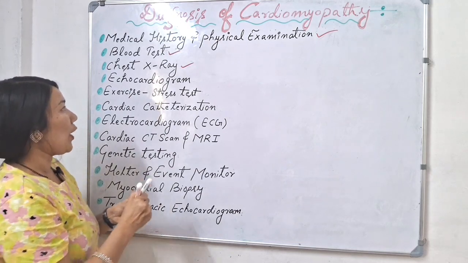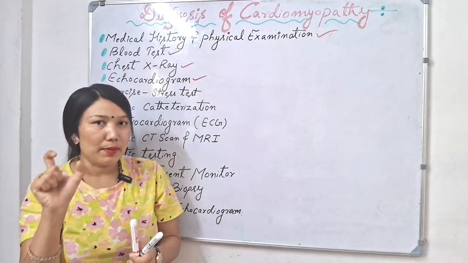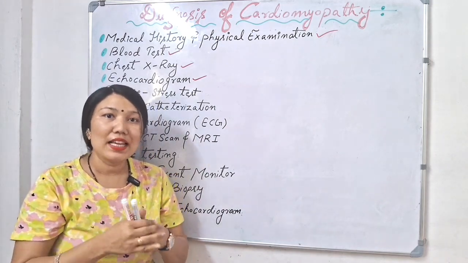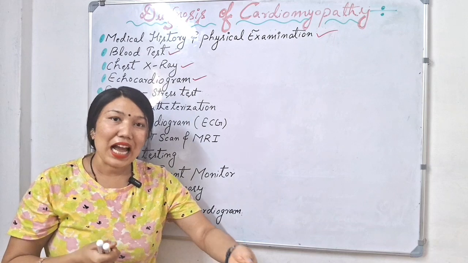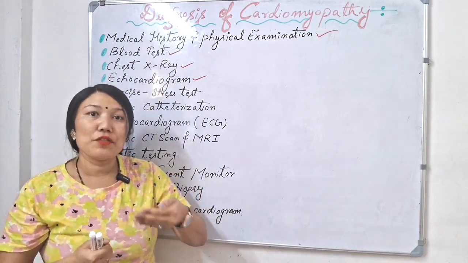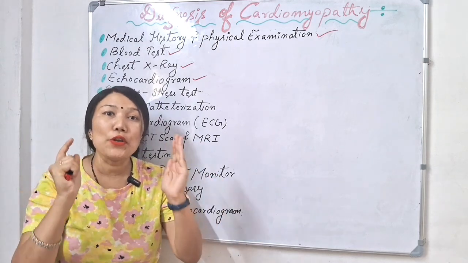Next we have echocardiogram. Echo means sound waves. In this echocardiogram test, a sound wave is produced and that sound wave is sent to the heart. Then the sound waves flow in the backward direction from the heart, and it gives us several images of the heart in video form.